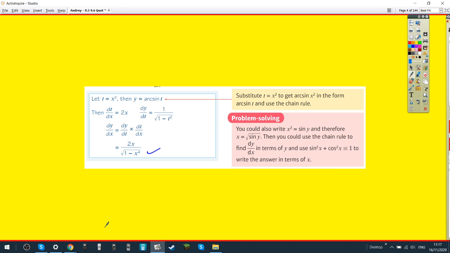No. So they did it doing this thing. What was it? Let t be equal to x squared. Let y be equal to arc sine t. Yeah, you could do it that way, I suppose. Parametrically.